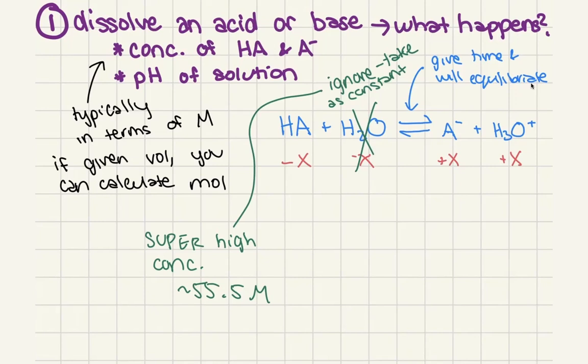And so from now on, we're just going to simplify this reaction by thinking about it as HA dissociating to give you A minus plus H3O plus. Okay, so that's going to be our equilibrium reaction. And remember, for any reaction that's at equilibrium, we can write a Keq equation. So we can go ahead and write a Keq equation, which is equal to our products over our reactants.